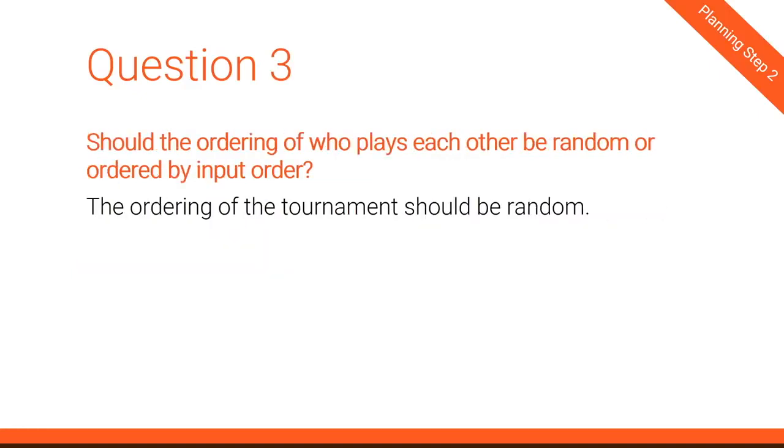Question number 3. Should the ordering of who plays each other be random or ordered by the input order? And the ordering of a tournament should be random. So we're not going to take in players and say if you came in first, you get the first slot. If you came in second, you get the second slot. That's not how we're going to do it. We're going to randomize once all the players are in the list.